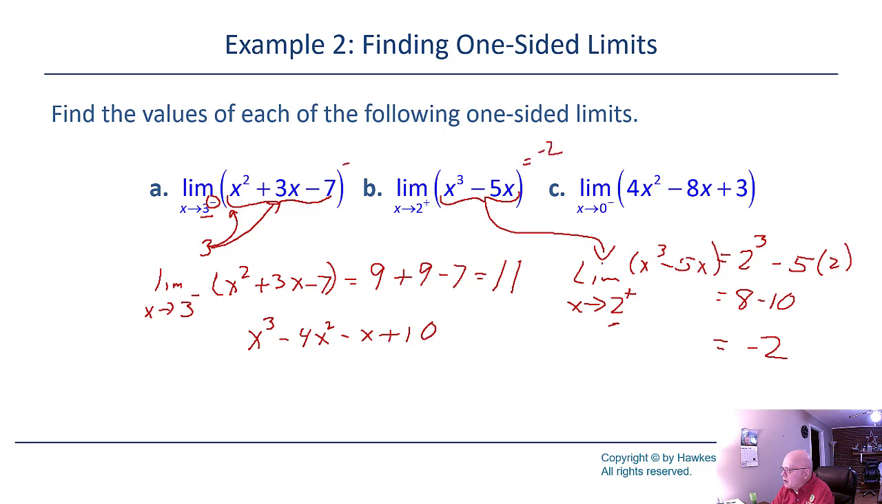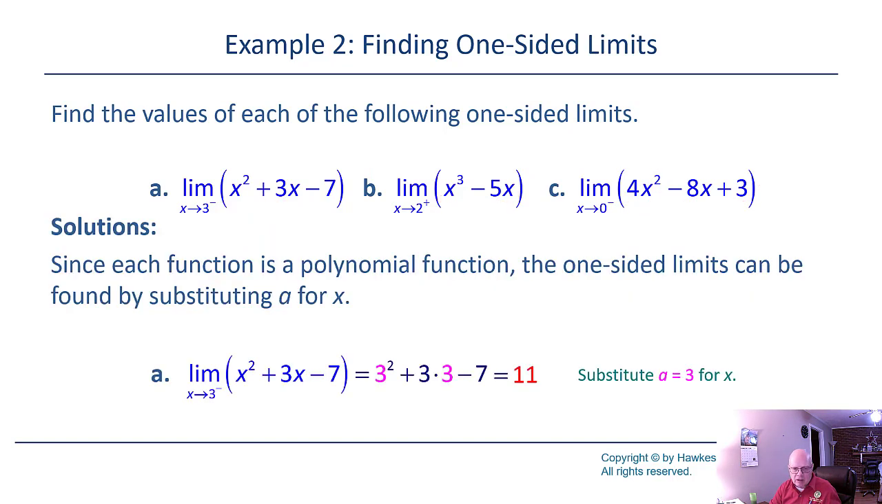Negative 2 there, and that was an 11, and last of all, this is a polynomial, so it's easy. I'll just put 0 where the x's are, and what do I get? Well, the third one actually is the easiest, because when I put 0 in for these x's, these two terms are both zeros. What's left? The limit is 3. From the left, even if we had it from the right, it would still be 3, because we put the 0 in where the x's are.